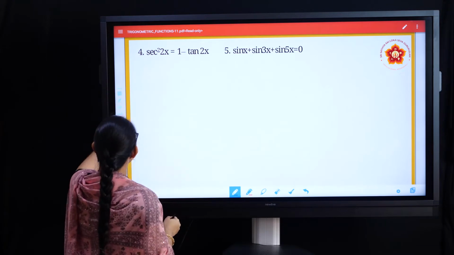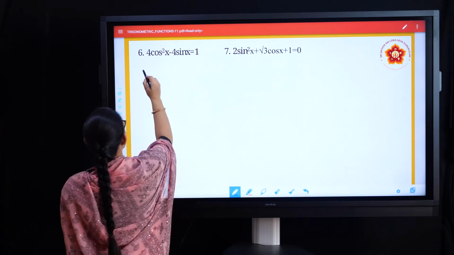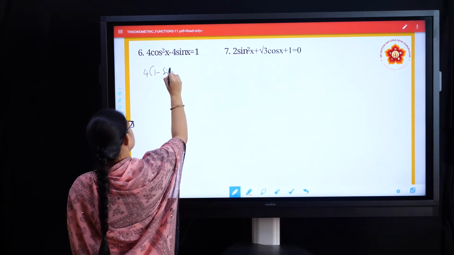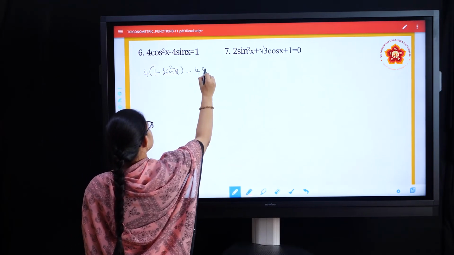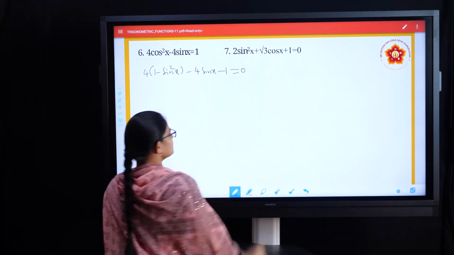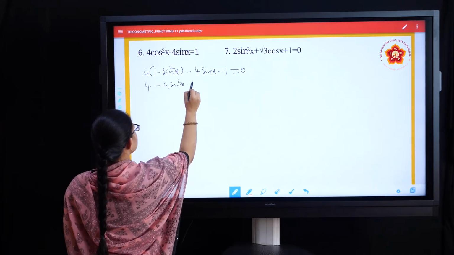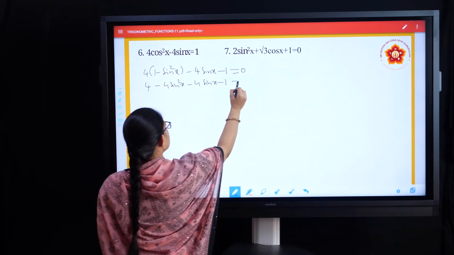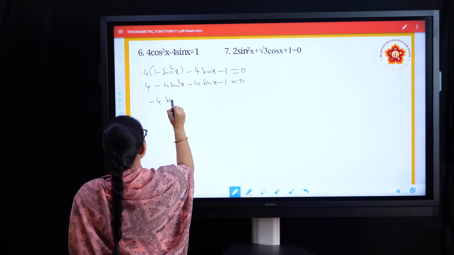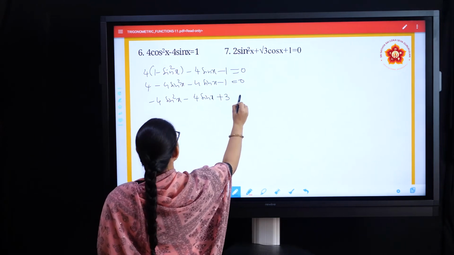Let us see the next problem. We have 4 cos square x minus 4 sin x is equal to 1. So now we can rewrite that as 4 cos square x, cos square x I can write as 1 minus sin square x, minus 4 sin x, and this 1 I can bring to this side, so minus 1 is equal to 0. Now this I can write as 4 minus 4 sin square x minus 4 sin x minus 1 is equal to 0. 4 minus 1 is 3. So I have 4 sin square x minus 4 sin x plus 3 is equal to 0.